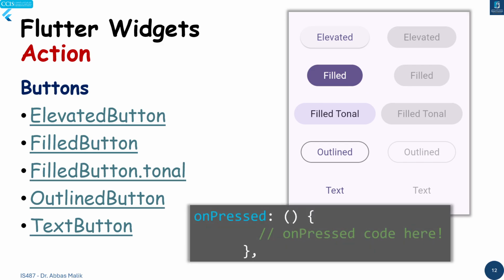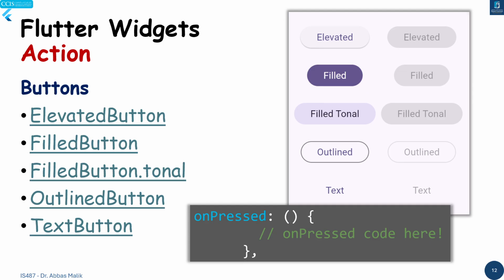Because we want to perform an action, we need to specify the onPressed property, and that will be assigned to a function. Here it is an anonymous function which we are defining without any name. So we can define a function without a name. If we want to define something here, then it is an anonymous function.